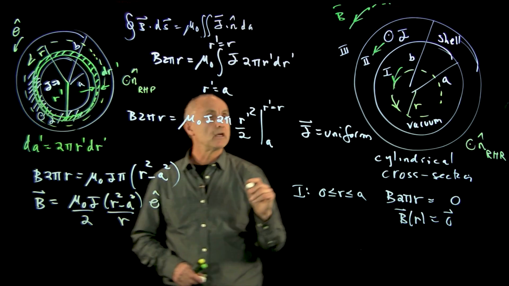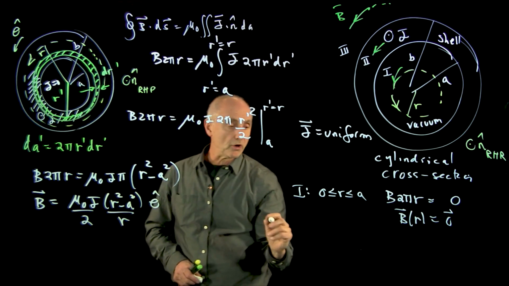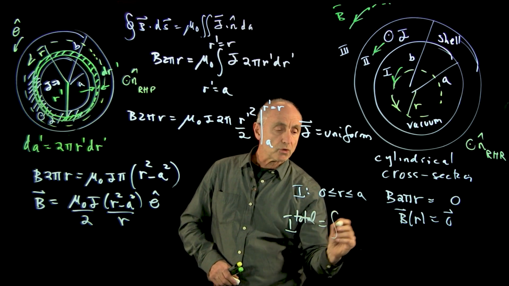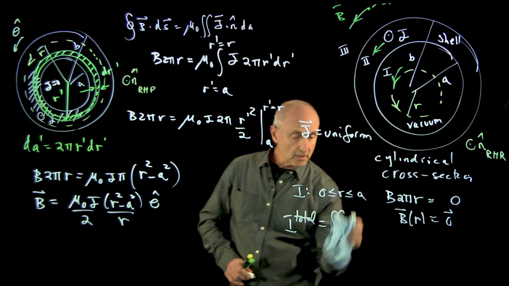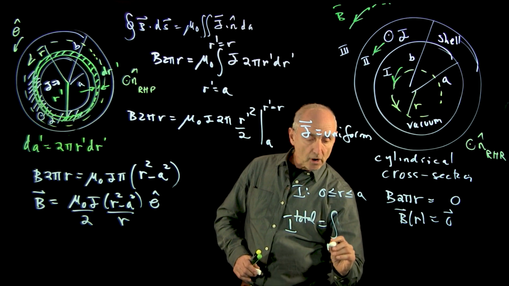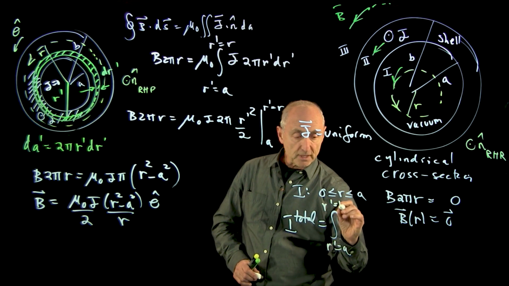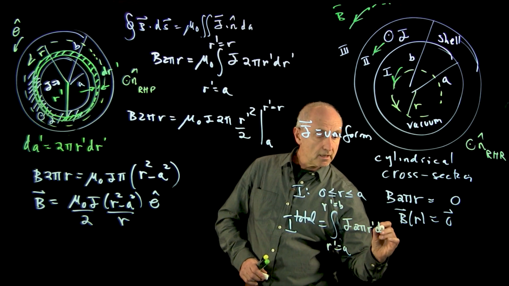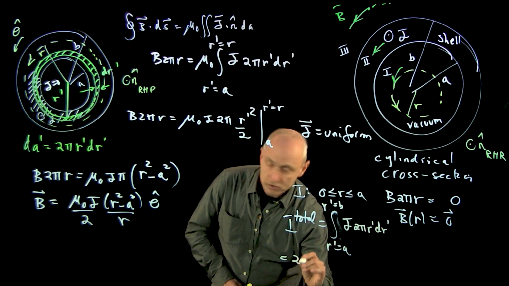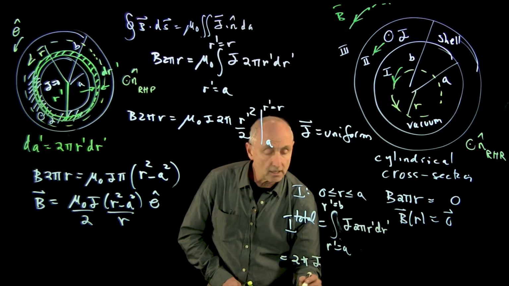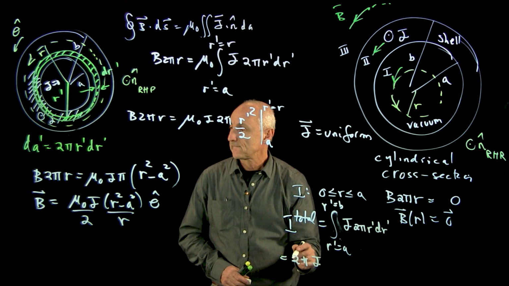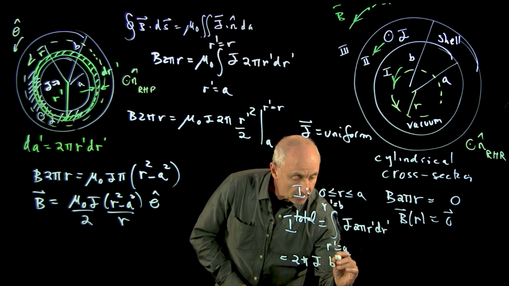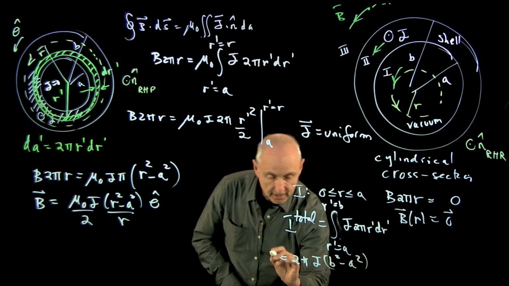And now if you want to ask what is the total current through this wire, then in this integral, the only difference is we'll be integrating from r prime equals a to r prime equals b of J times 2 pi r prime dr prime. And so the total current is 2 pi J times b squared minus a squared, over 2, is I.